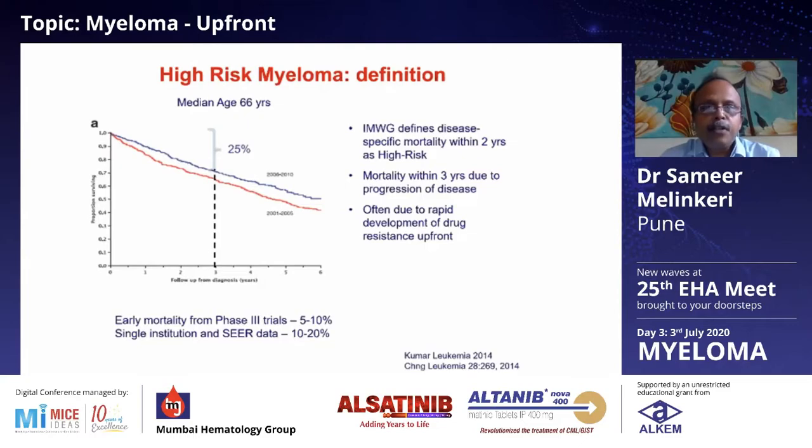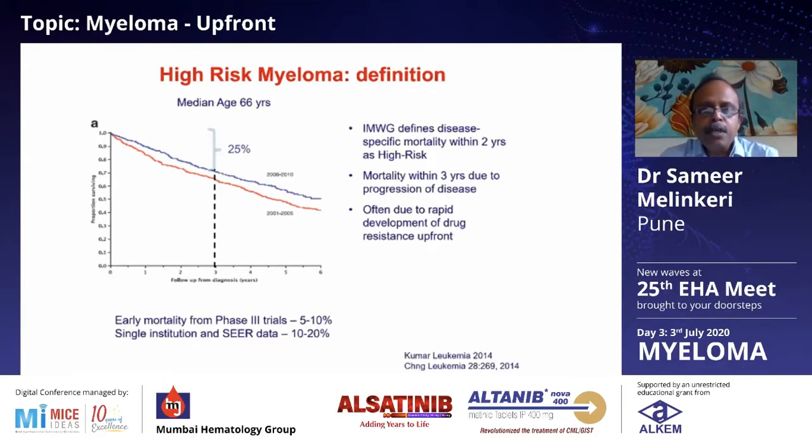The simplest definition of high-risk myeloma by the IMWG was that any patient who has a mortality within 2 years of diagnosis is considered high risk. That's been now modified to mortality within 3 years due to disease progression. In general, roughly about 10% of patients will fall into this category who have an early death.